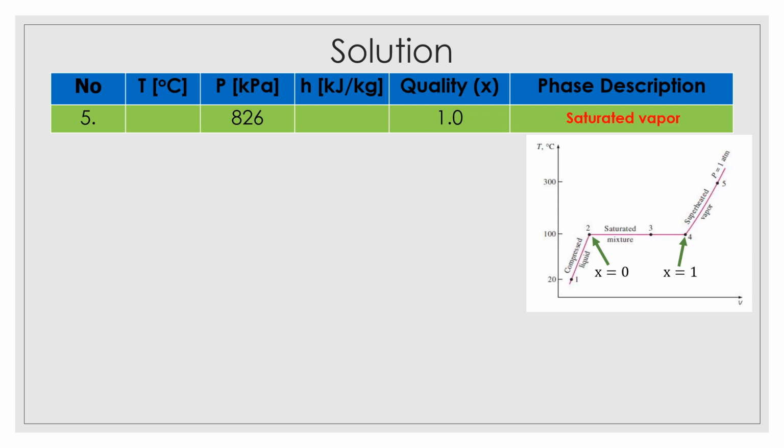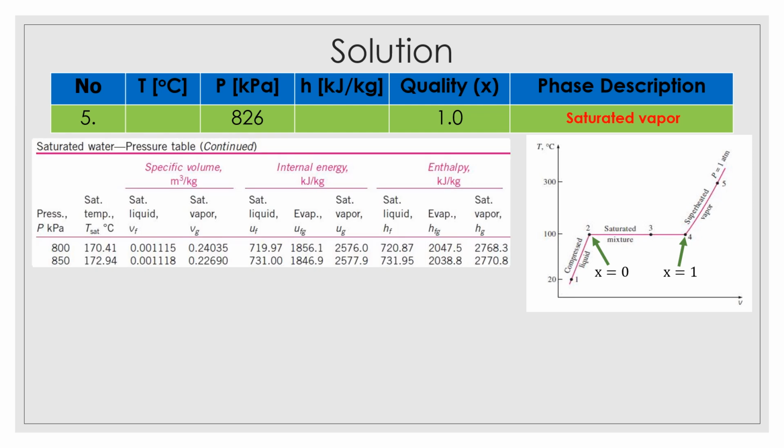Next, we need to determine temperature and enthalpy. We will start with the temperature, and afterward we will solve the enthalpy. Since the question gives us the information related to the pressure, we refer to the saturated water pressure table. But in this condition, we are not given exactly the value of P equivalent to 826 kilopascal, because the table only gives us the range of 800 kilopascal and 850 kilopascal. To solve this problem, we need to do interpolation.